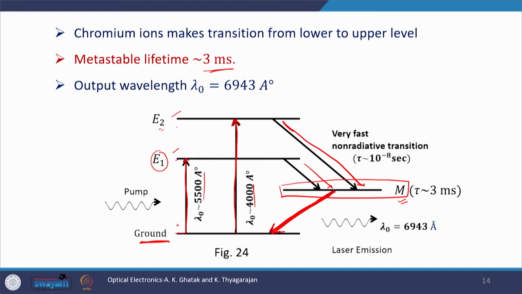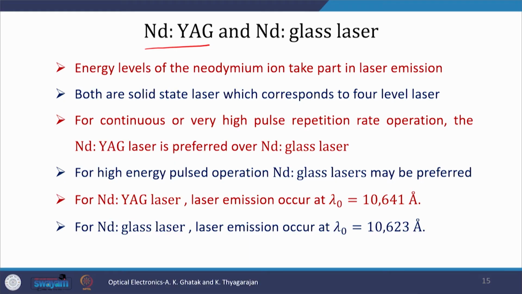Due to the population inversion, this radiative transition leads to laser, and we receive a laser output at wavelength 6943 angstrom. Similarly, Nd YAG and Nd glass lasers are also important. The energy levels of the neodymium ion take part in laser emission. Both of these lasers, Nd YAG and Nd glass, are solid state lasers, and they are both 4-level lasers. Make it a point that Nd in both the lasers stands for neodymium, while YAG stands for yttrium aluminum garnet.